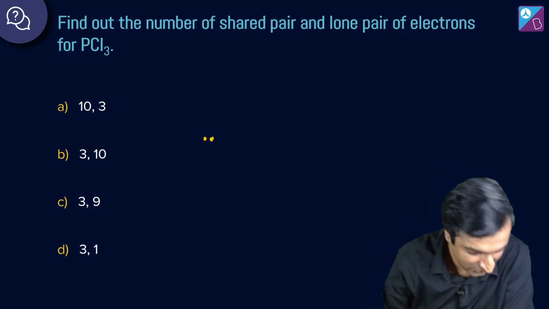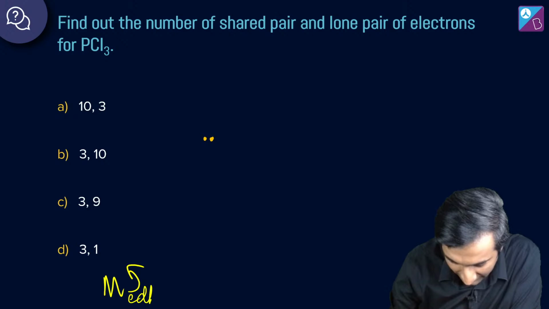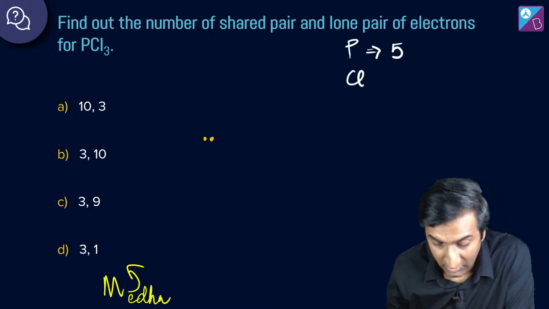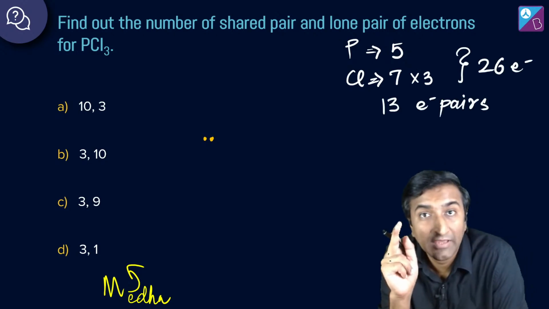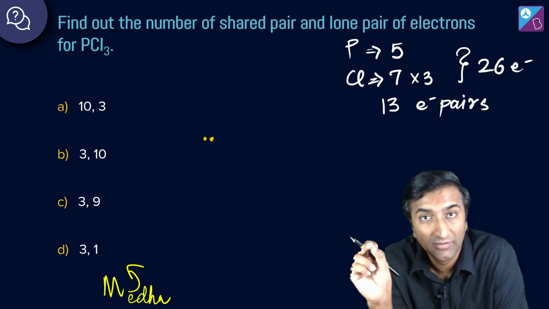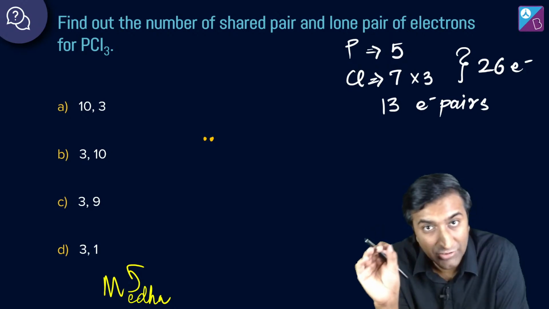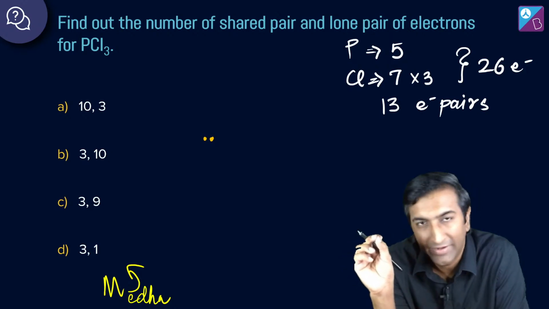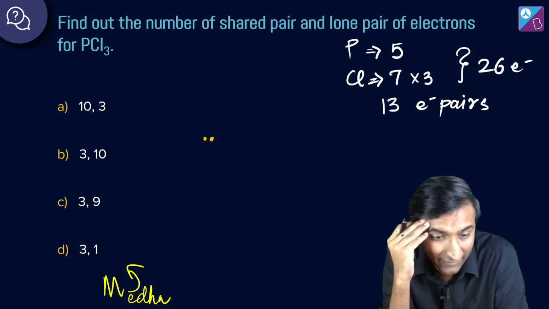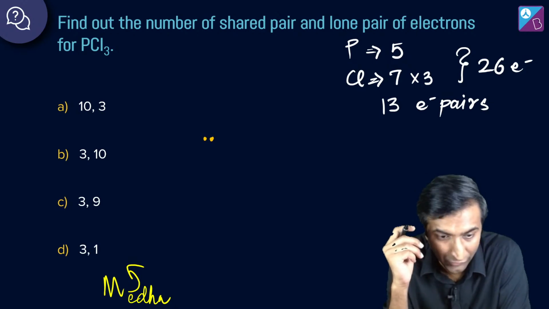Medha is saying D right away. Okay, awesome. Medha is saying D. Okay, what do the rest of you think? Here's my first hint. Phosphorus has 5 valence electrons. Chlorine has 7. There are 3 chlorines, so the total number of electrons is 5 plus 21, which is 26 electrons, so 13 lone pairs. Life becomes a little difficult, does it not? P has 5 electrons, absolutely.